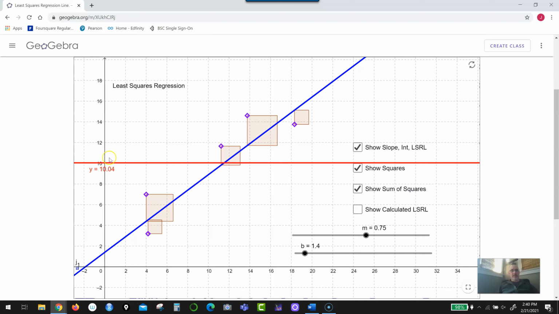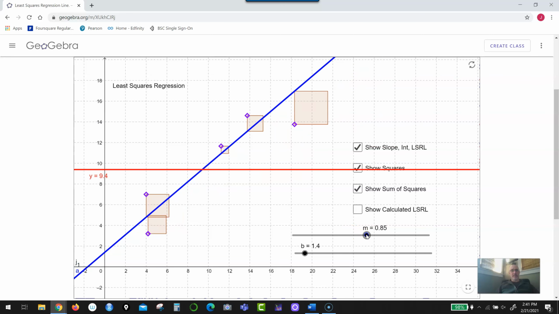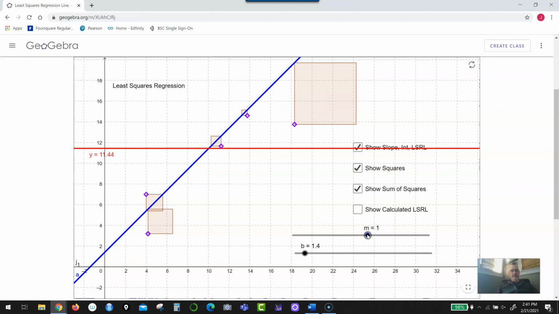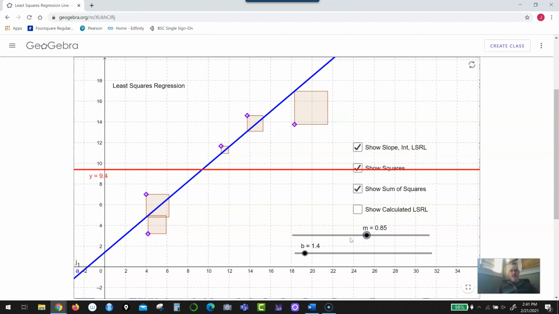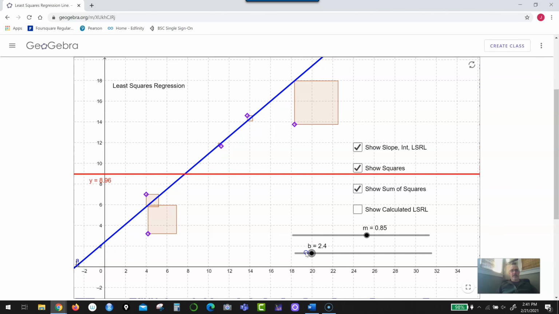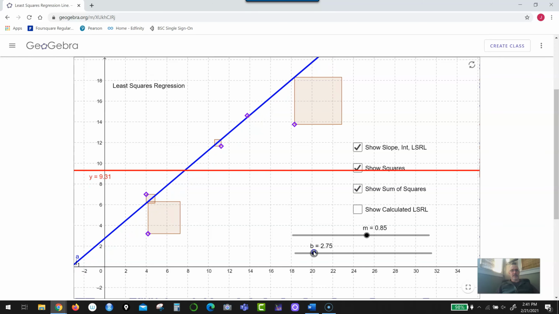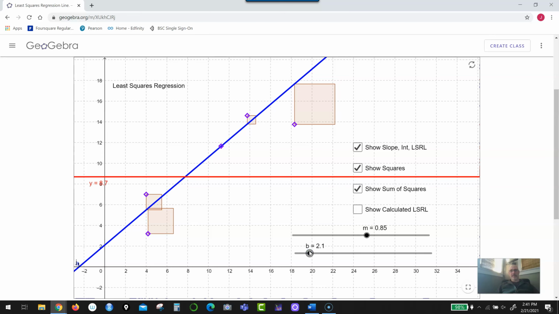So right now, the sum of the squares that I have drawn here is about 10. I can move the slope a little bit. Looks like I got down to about 9.4. I can try moving the intercept to see if that'll help. And that is helping. I'm getting down to about 8.7, which was about as good as I could get, right about there. Try moving the slope again. And it looks like I'm not going to do much better, at least not right away, than 8.7.